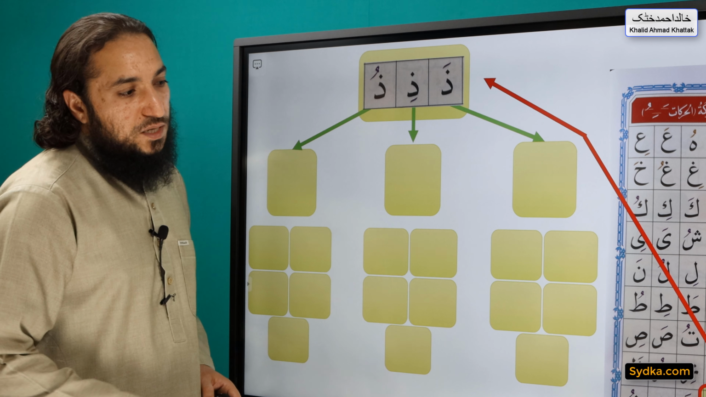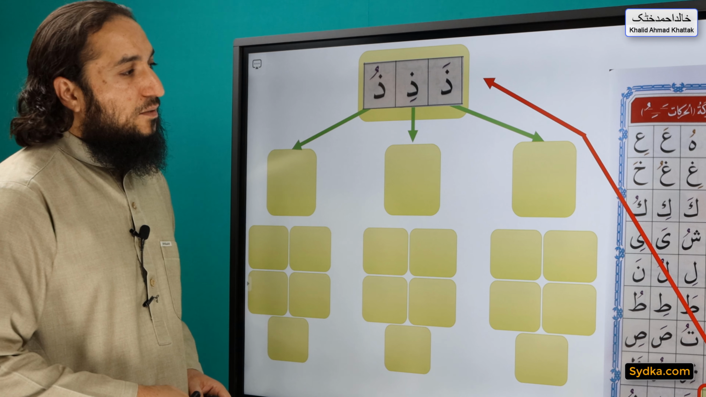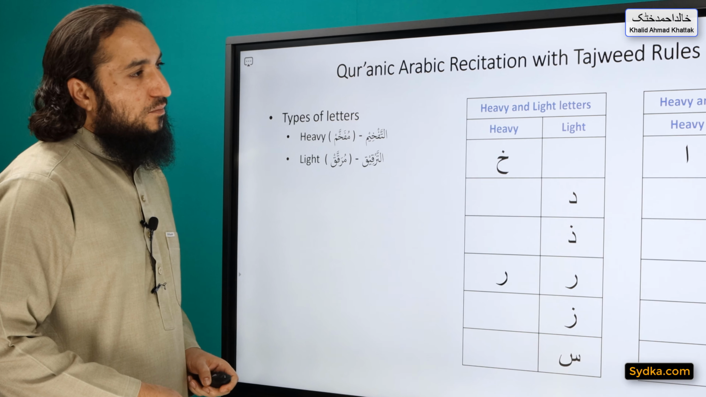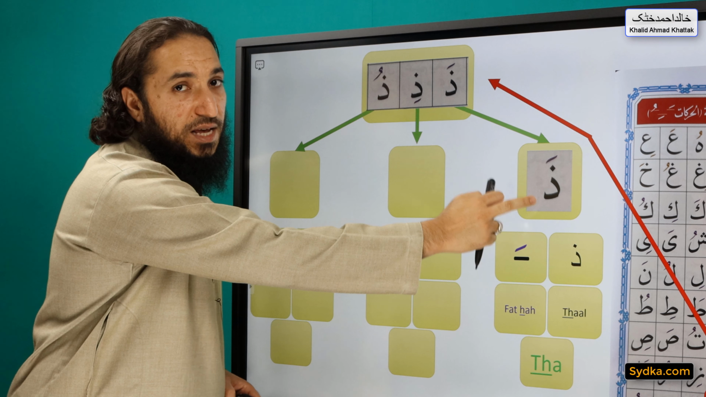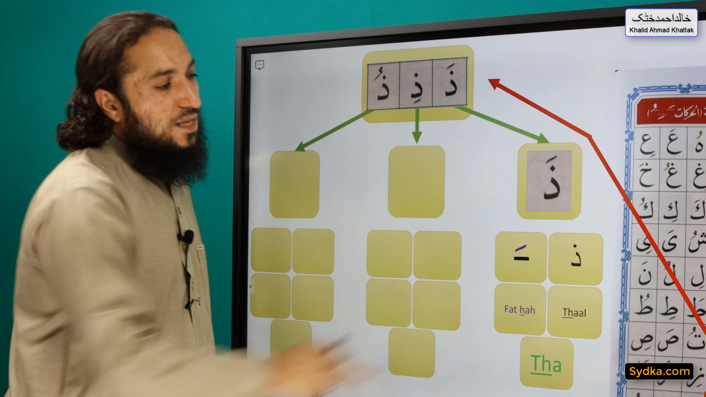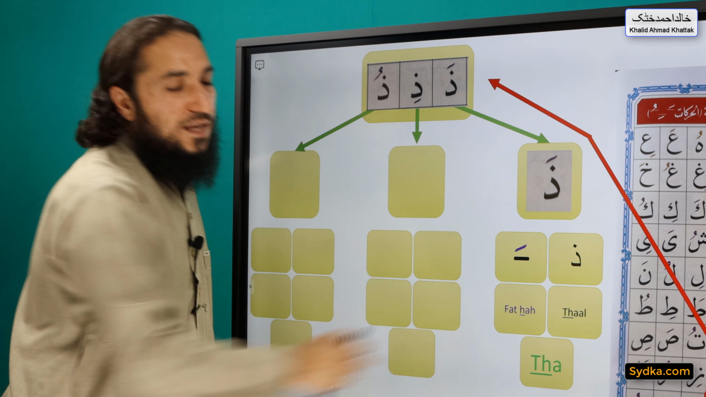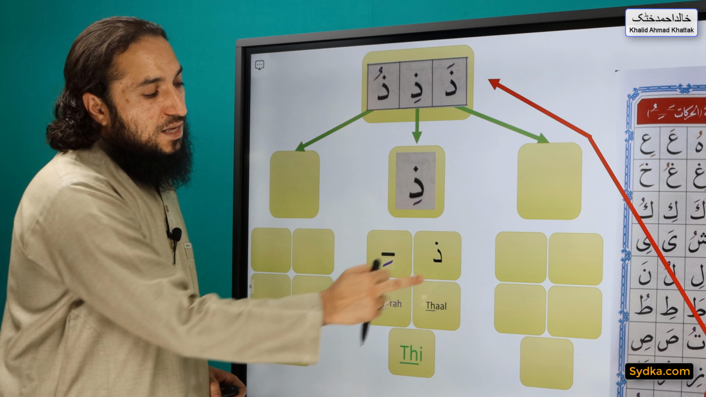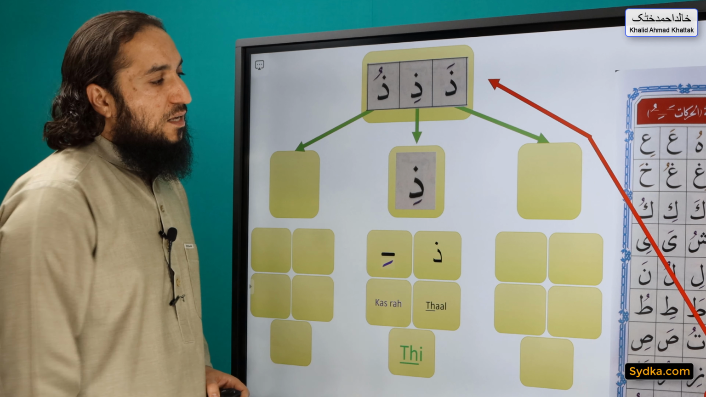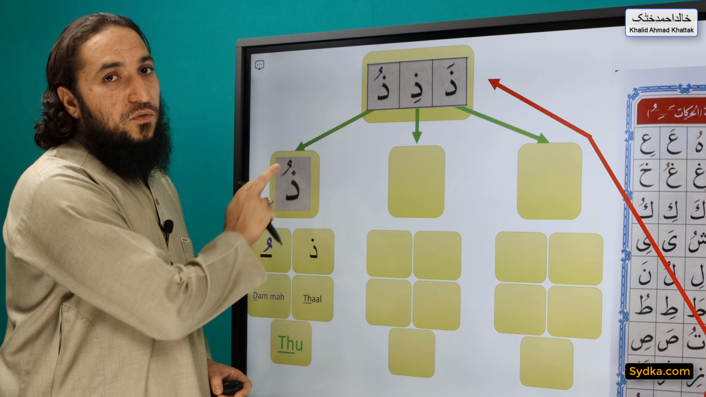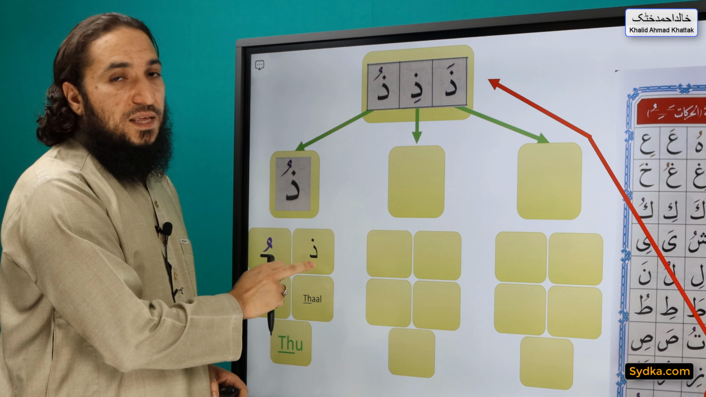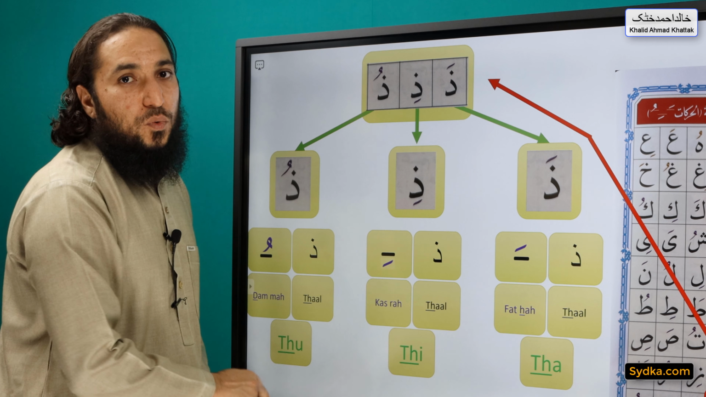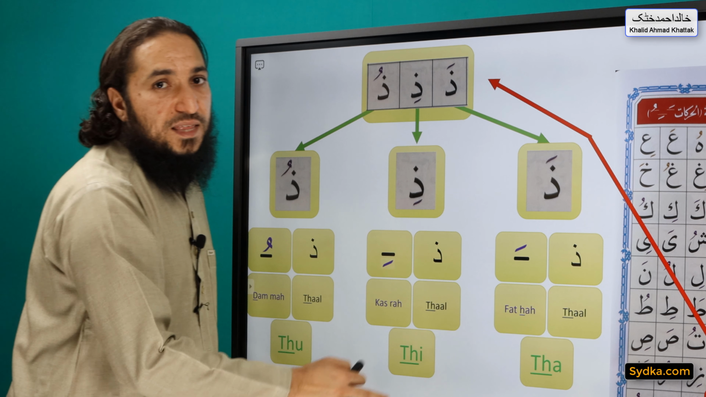The next 3 syllables are for the letter Dhal, and Dhal is one of the light letters. Dhal fatha dha, Dhal kasra dhi, Dhal dhamma dhu. Dha dhi dhu.